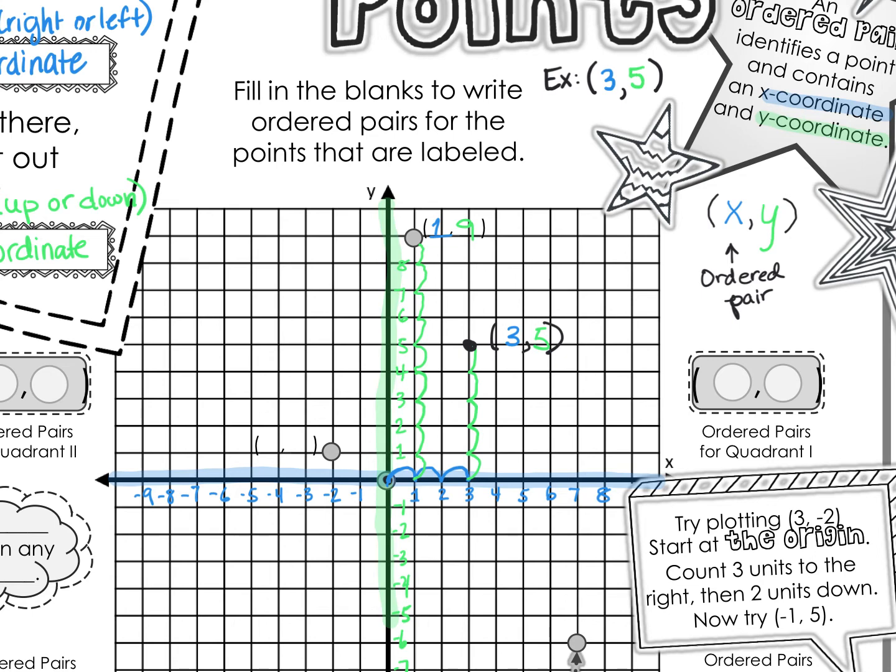If I want to get to this point right here, I'm going to start at the origin, and this time I have to go left. I have to go in the negative direction. So I go 1, 2, that's -2, and from there I go up, which is in the positive direction, 1. So my ordered pair for this point is -2, 1. Please pause and make sure that you're following along and writing this on your paper.